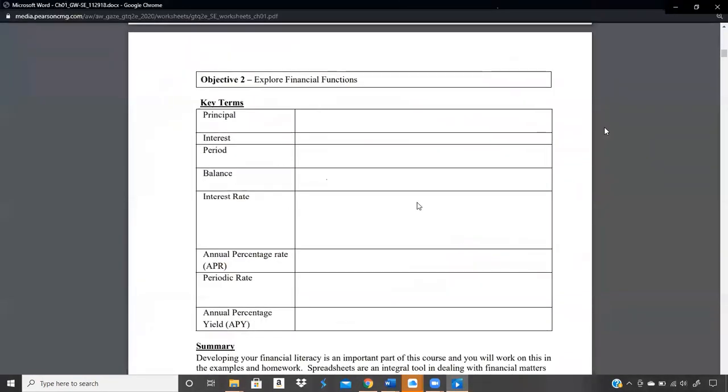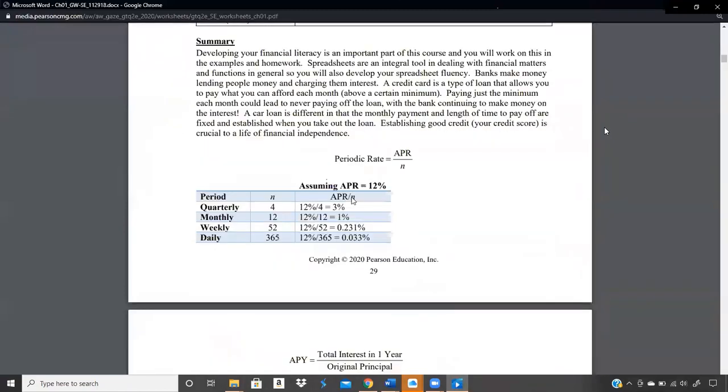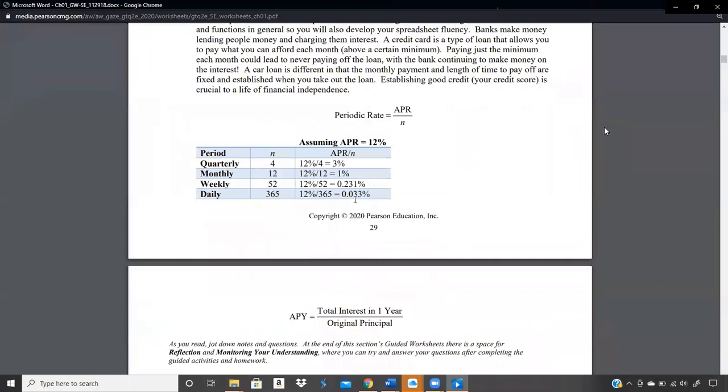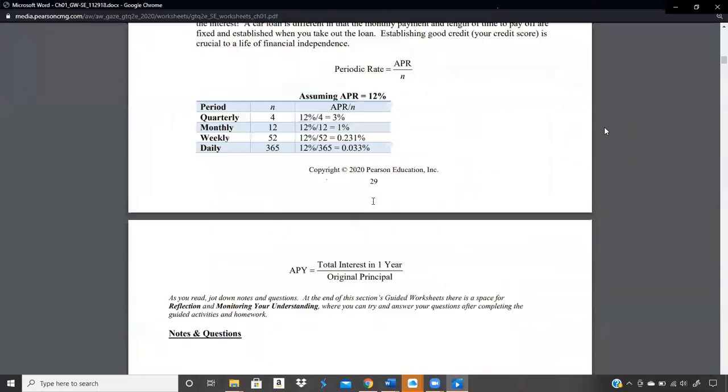More definitions, lots of those things we've already covered. So again, you can refer to that. And again, this is in your textbook. A lot of details are already in your textbook.